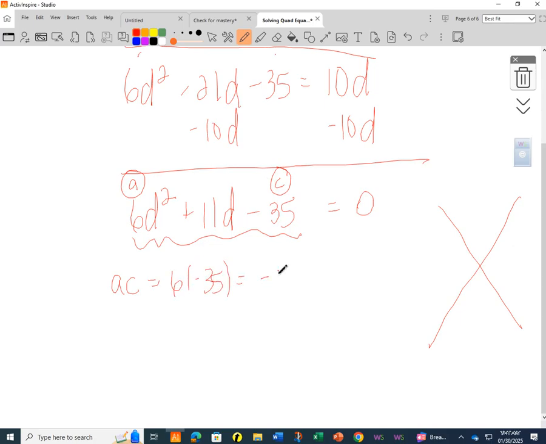And now check me, I think it's negative 210, is that right? Somebody multiply that for me? Is that right, David? Okay, great, thank you. So my product is negative 210. What does my sum need to be? What's the sum need to be? Kendall?